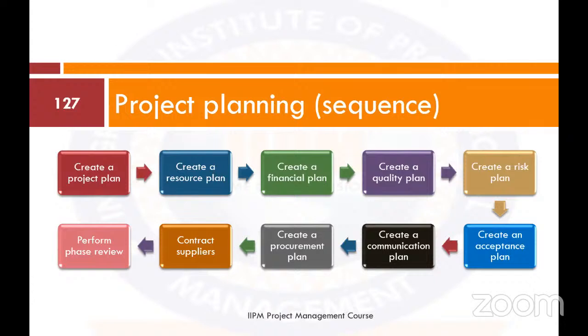We get to have that under the acceptance plan. Then we have the communication plan. How will communication be done? How do we engage stakeholders? How do we communicate with stakeholders? At what frequency do we communicate with stakeholders and all of that?